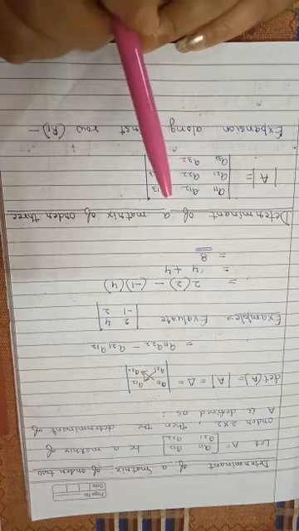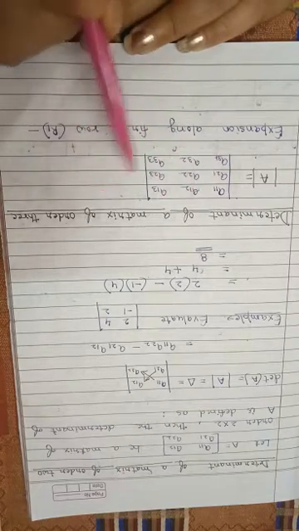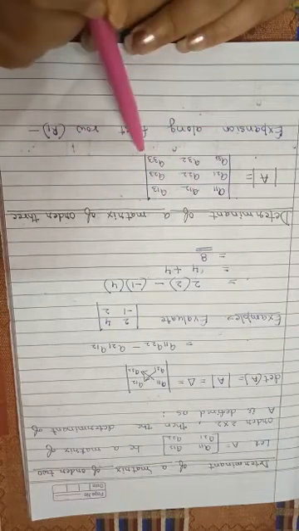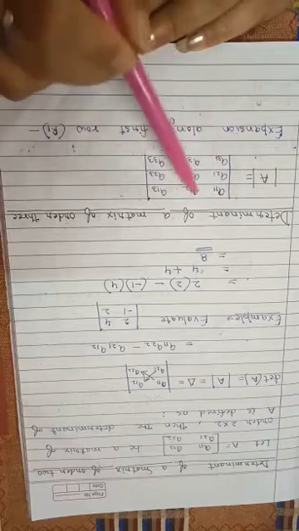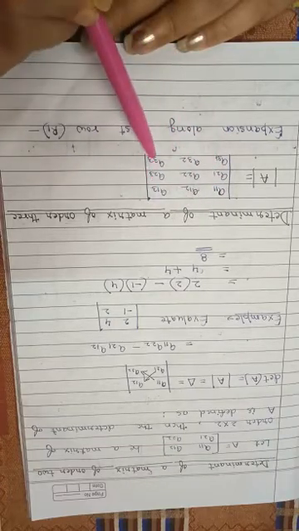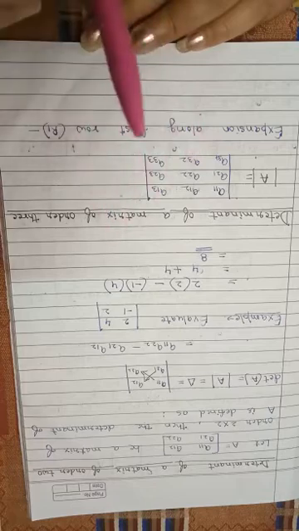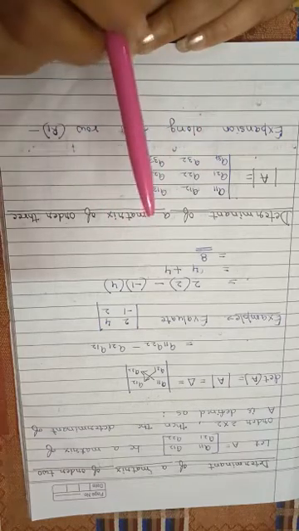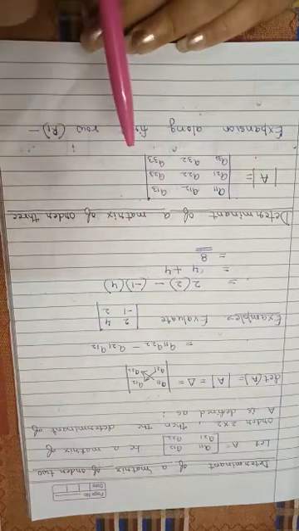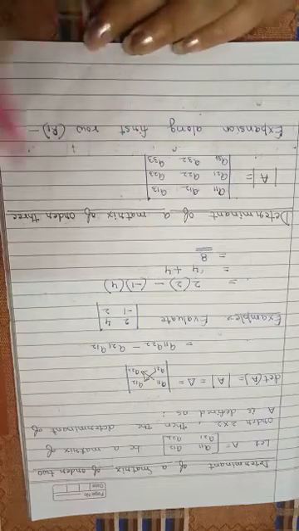Only one way you have to expand, either row 1 or row 2 or row 3 or column 1 or column 2 or column 3. Whichever way you expand it, you will get the same answer. I am expanding along the first row, means row 1.